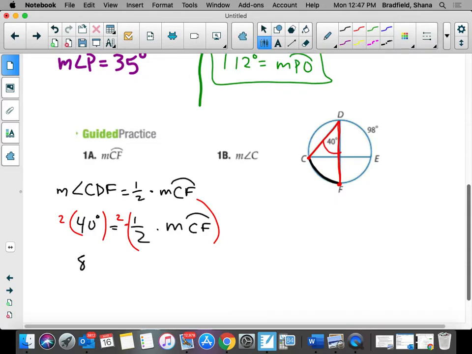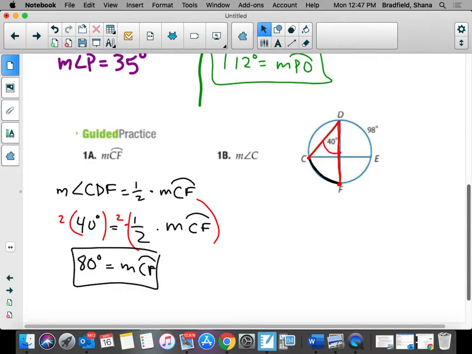And I get 80 is equal to the measure of arc CF. So there's another example. Okay, last one in this section. It says we want the measure of angle C.